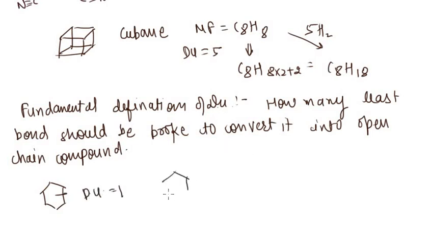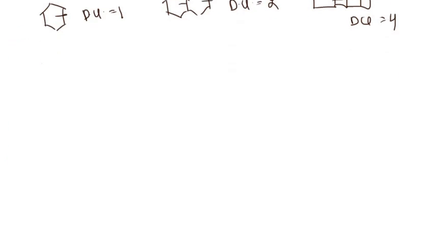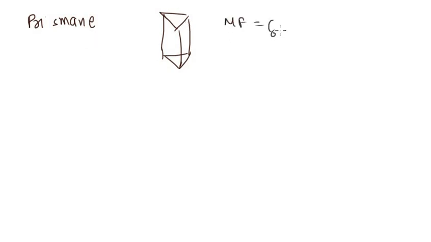Here also we break 2 bonds, so DU is 2. Like here, how many bonds do we have to break? 1, 2, 3, 4. So DU here is 4. So let's move to one more interesting type of molecule, prismane. It looks like a prism. So the molecular formula is C6H6. So DU has to be 4.